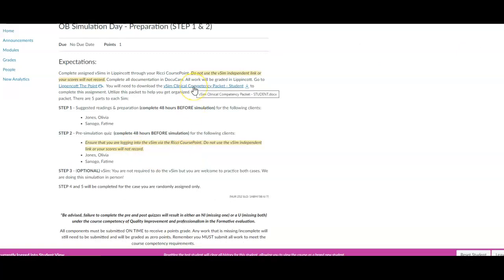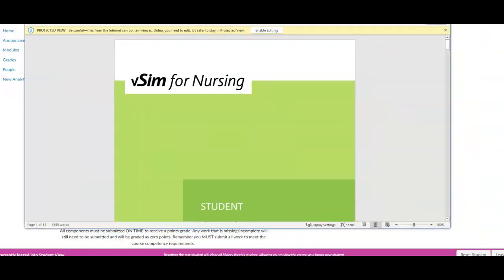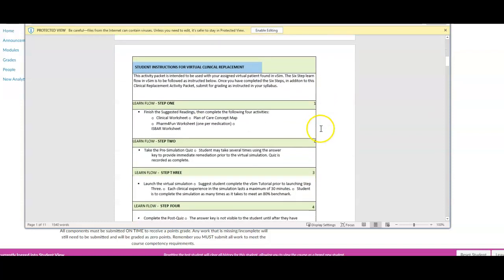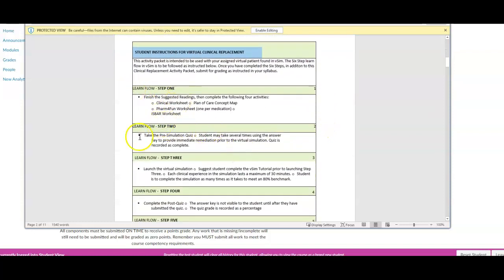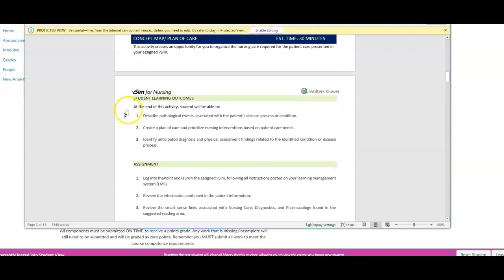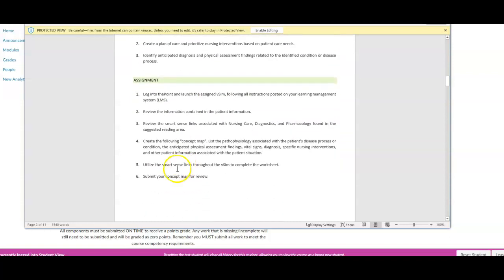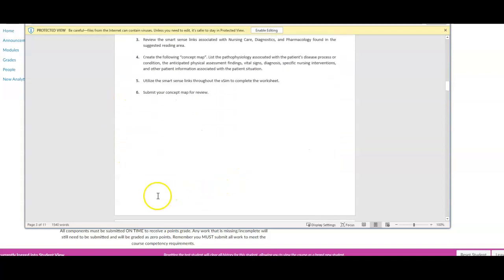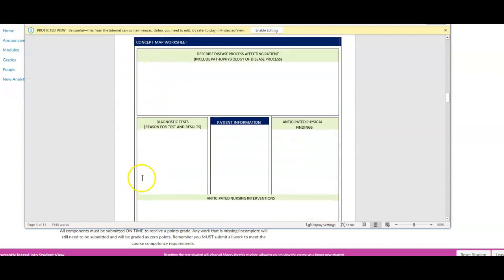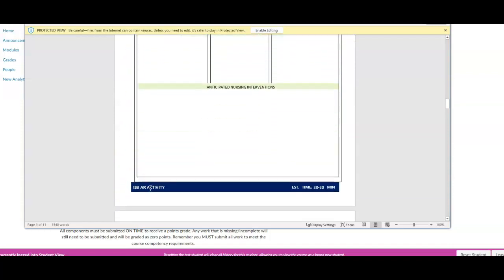There is also a vSim clinical competency packet, which you can download, that will help you organize the information. It absolutely follows step 1, step 2, step 3. Again, this is a place to help you work through the critical thinking associated with this simulation, and it even provides a concept map that you can prepare for your simulation.